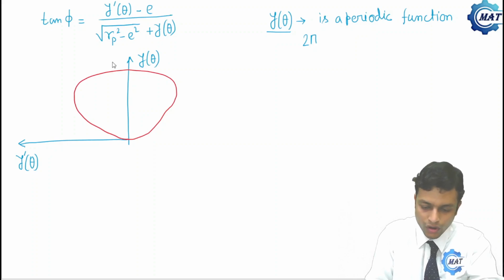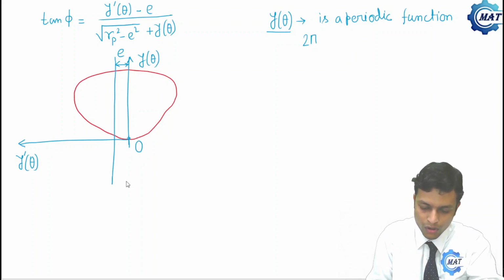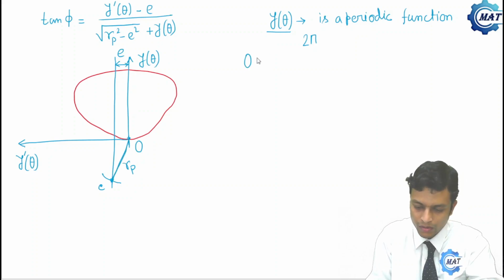Now let us draw a line, and this distance is E. The center origin of the graph is O. Now from O, draw an arc with radius RP, and that cuts this line at C. So OC is equal to RP.